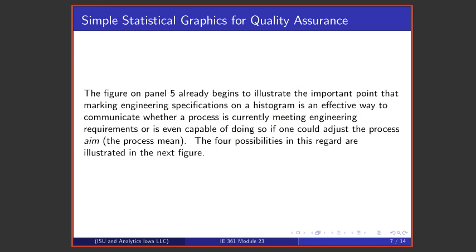This figure already begins to illustrate an important point, and that is that marking engineering specifications on a histogram is often an effective way to communicate whether a process is currently meeting engineering requirements or whether it's even capable of meeting engineering requirements if one could somehow address the process mean.